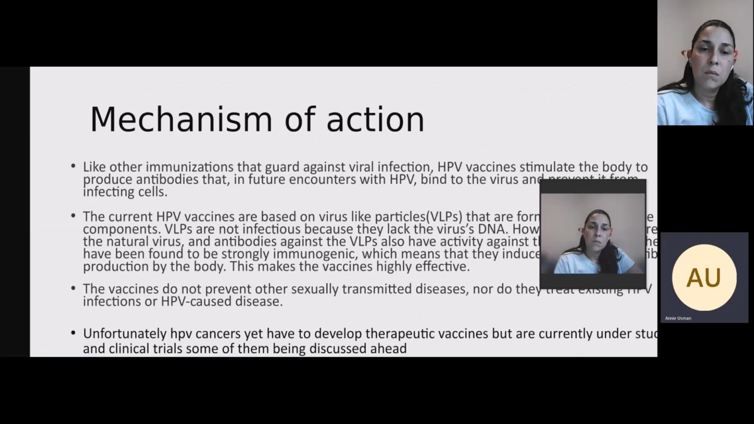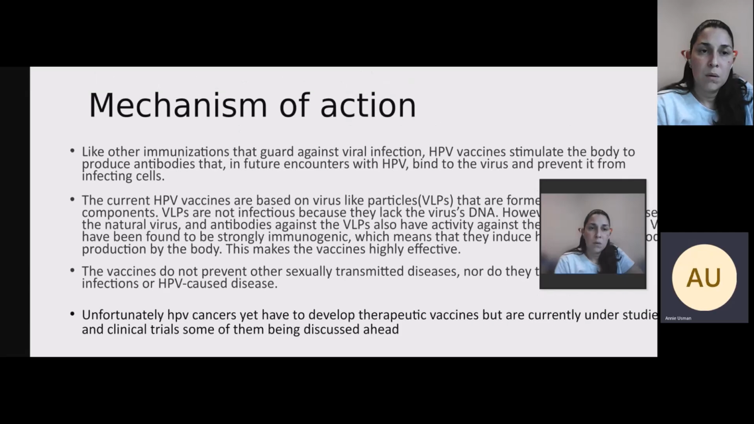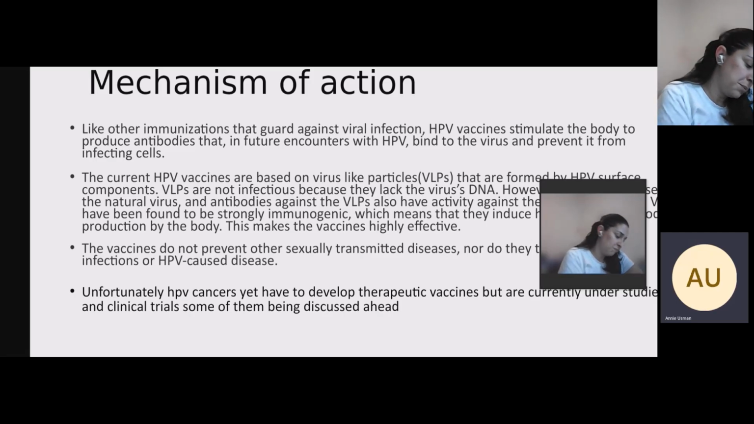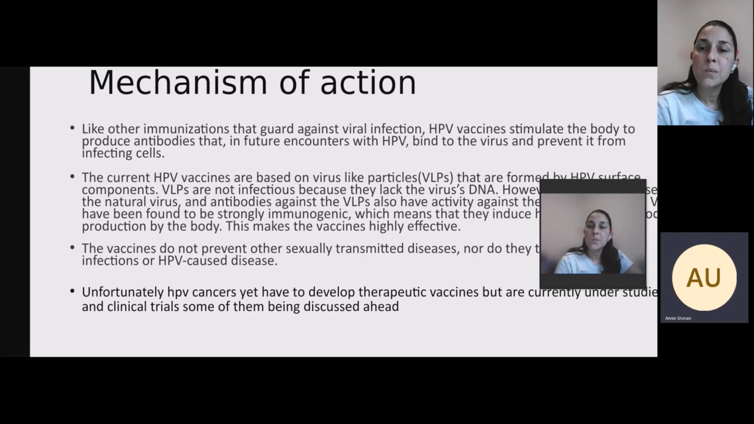If you go on to the next slide, this is the mechanism of action. It's basically just explaining how the vaccine works once it's given into the body. So the main protective action of this vaccine is to protect against the viral infection HPV. By doing that, it stimulates antibodies that have a memory, so that in future, if a person were to get HPV, it would recognize that and keep it in memory and prevent it from infecting cells.